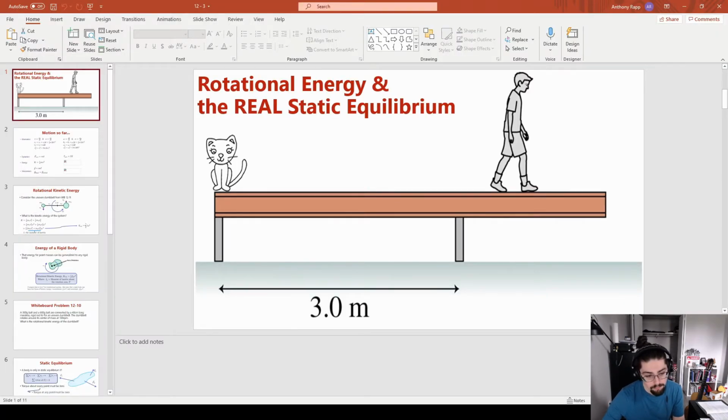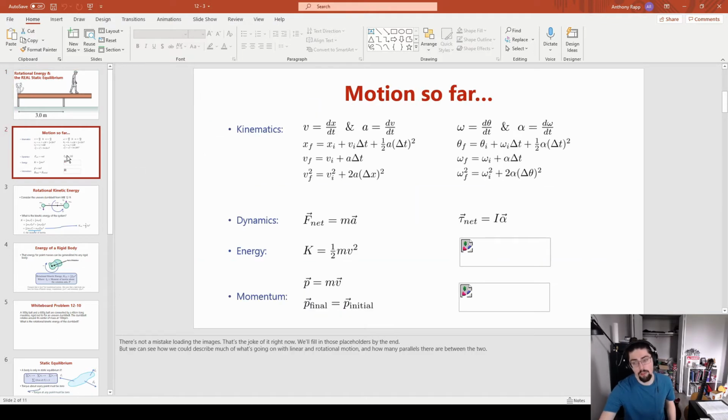So for now, let's get back to rotational motion. Here's what we've got, right? So far, let's take a look at everything that we know. Kinematics, dynamics, we've seen them in linear, we've seen them in rotational. We've got them down, right? Really, everything can be summed up pretty well right here. Now, conceptually, you've maybe touched upon energy and momentum just a little bit, but not quite in depth yet.